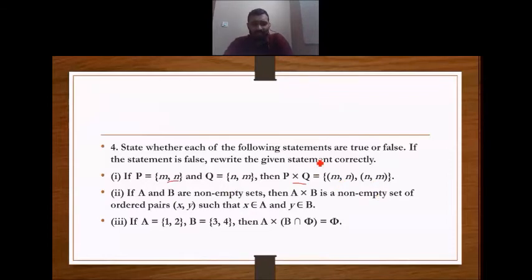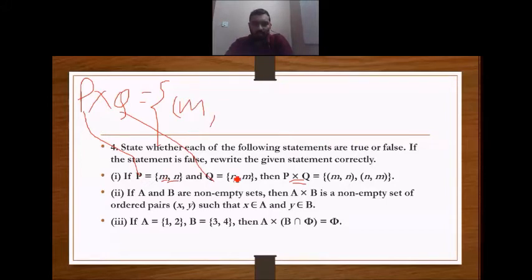Okay, so let us find the correct answer. What does P cross Q contain? P cross Q contains the set of all ordered pairs. What are the ordered pairs? The first element from the first set and the second element from the second set. P is the first set and Q is the second set. So take the first element from the first set, M, comma, the second element from the second set, (M, N).